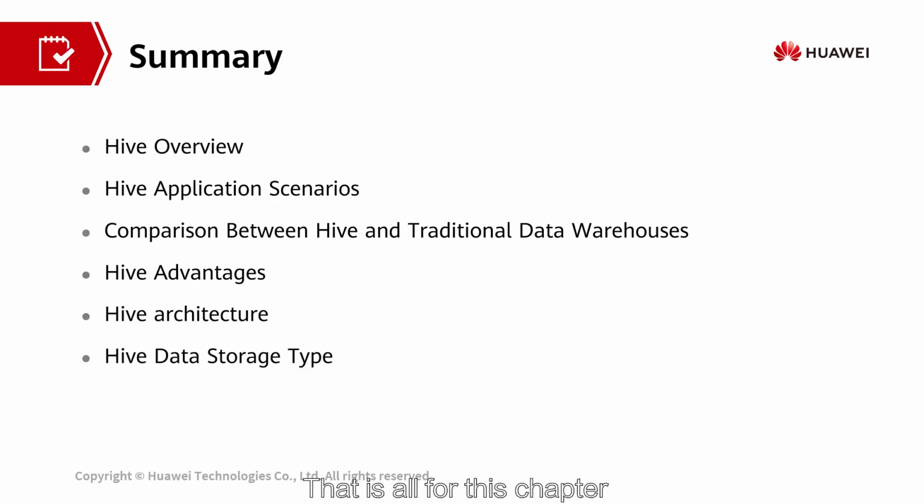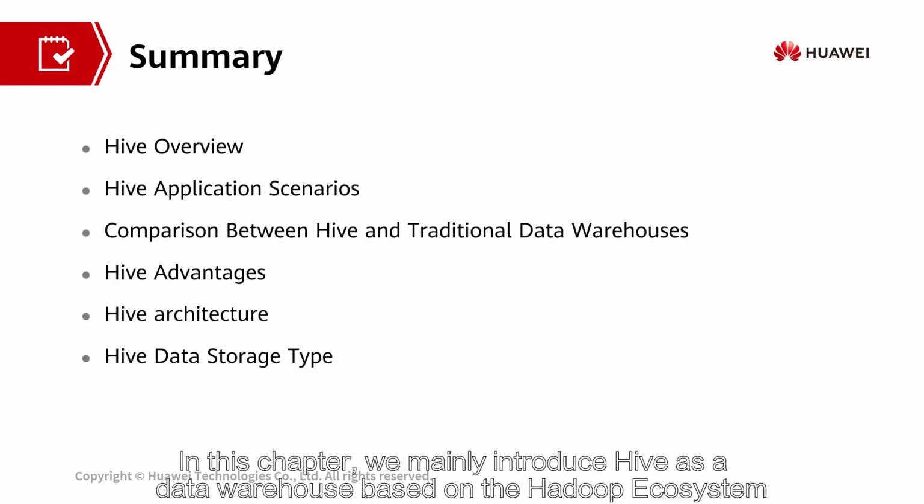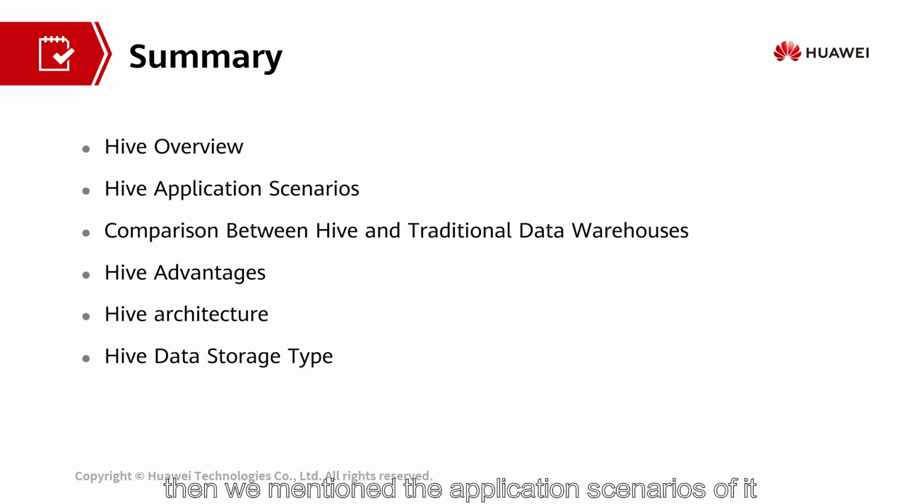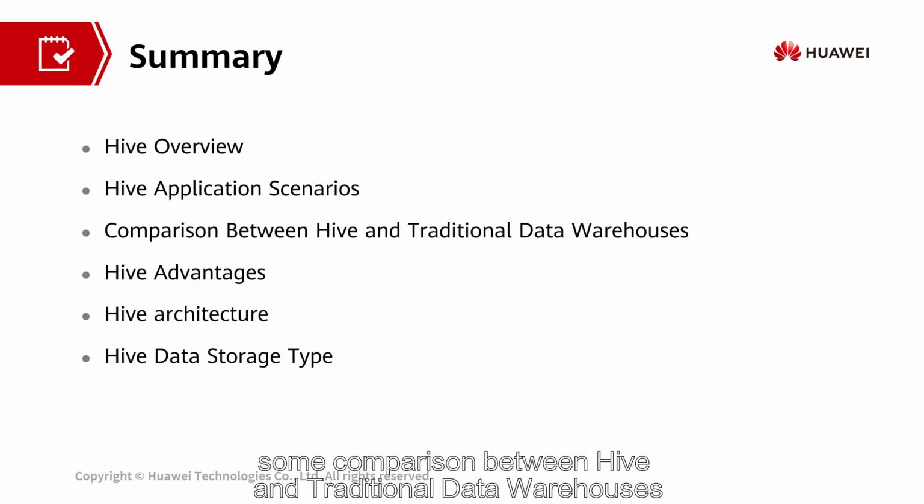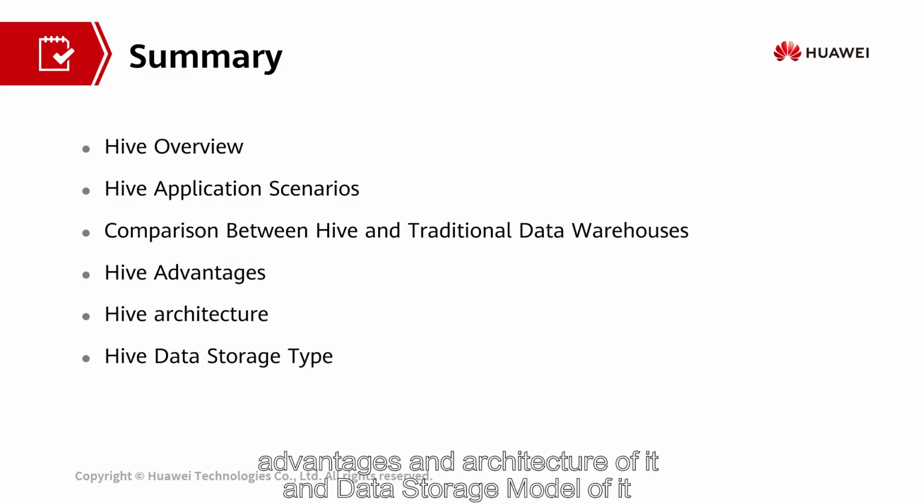That is all for this chapter. In this chapter, we mainly introduced Hive as a data warehouse based on the Hadoop ecosystem. Then we mentioned the application scenarios of it, some comparison between Hive and traditional data warehouses, advantages and architecture of it, and data storage model of it.